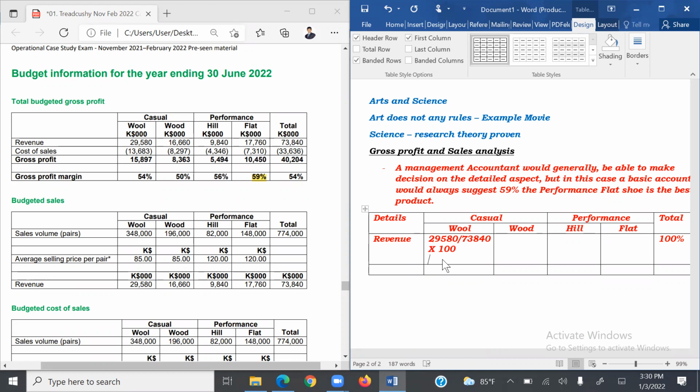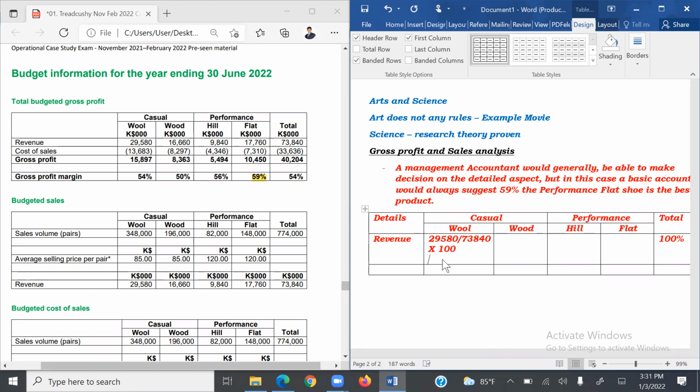Please take your own time, students, and let me know what is the percentage of revenue wool is contributing. This is critically important at the moment. I'm waiting for your answers, students.